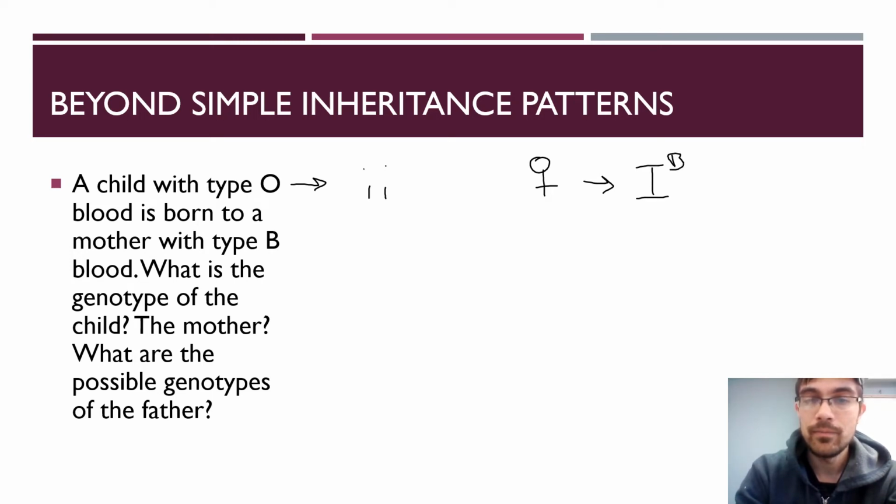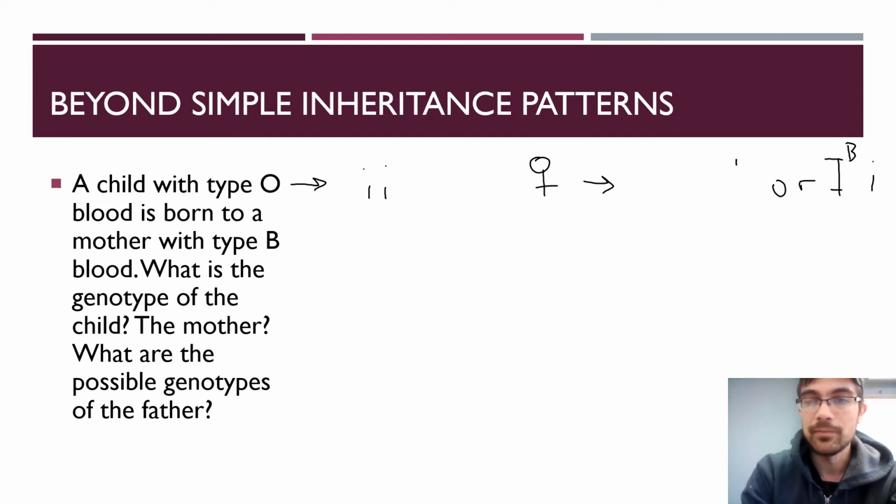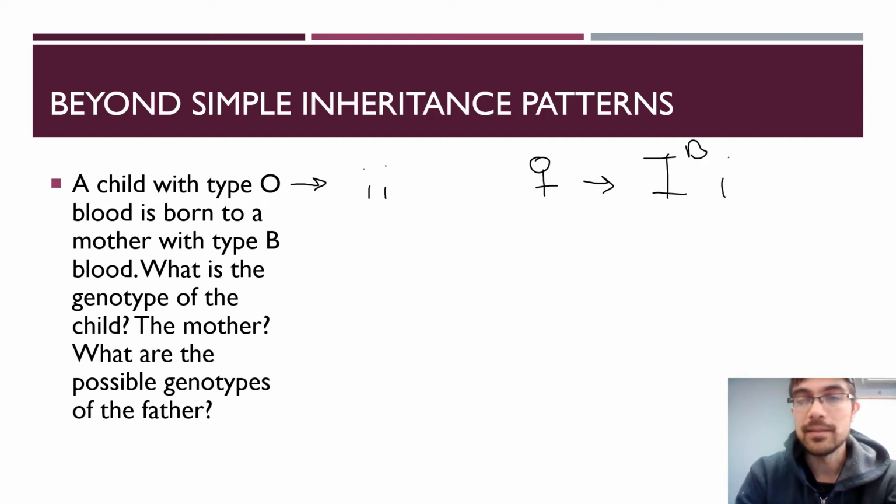IB, or they are heterozygous. Okay? Now, because the child is type O, we can actually eliminate this one here. Okay? So we know for a fact then that the mother must be IBi because the gene has to come from the parents. And in this case, it's obvious then that this i gene must have come from the mother.